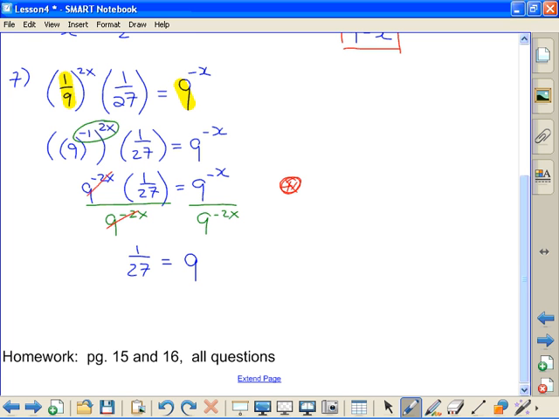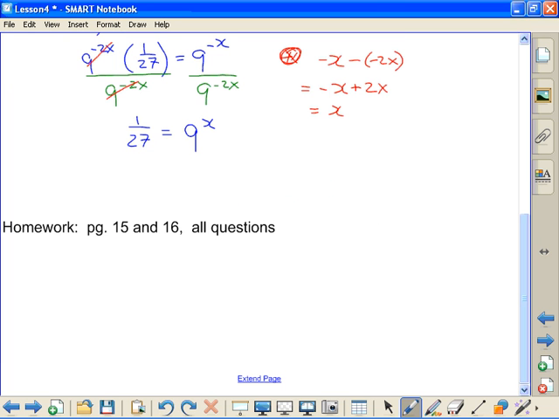Take the numerator and subtract the denominator, minus 2x. Oops. Sorry, I don't have enough subtraction signs in there. So remember, division, you're subtracting exponents. Negative x minus negative 2x. So that's negative x plus 2x, which gives you x. So that means we have 9 to the exponent x.